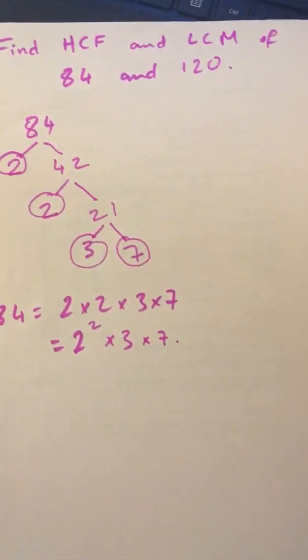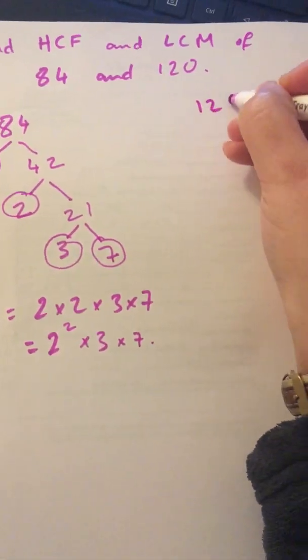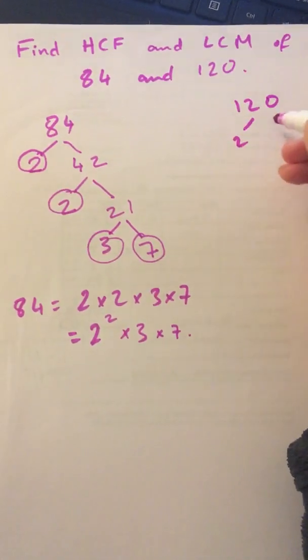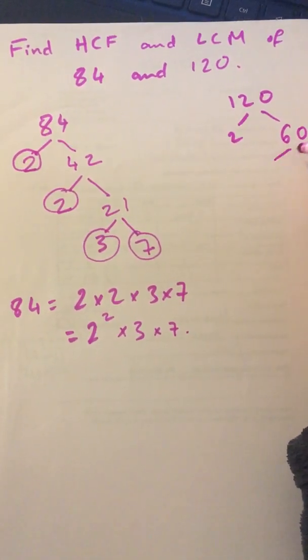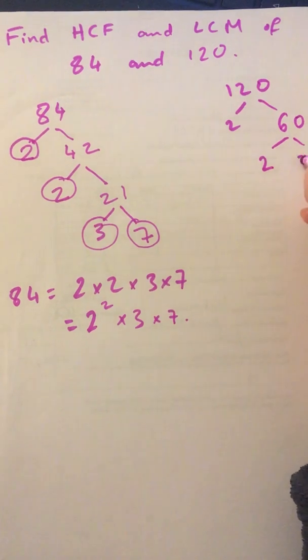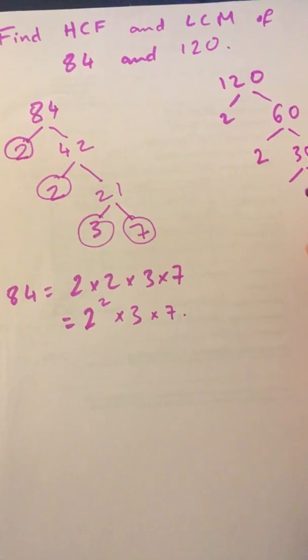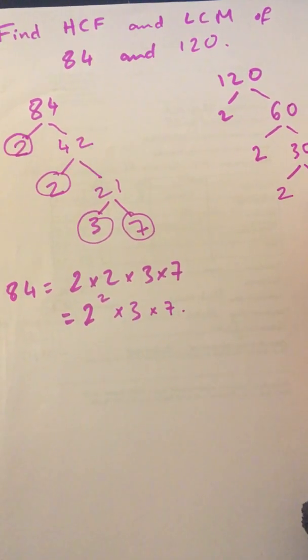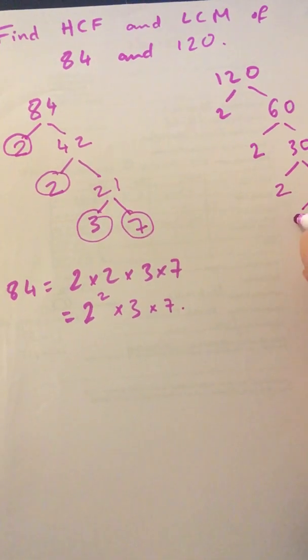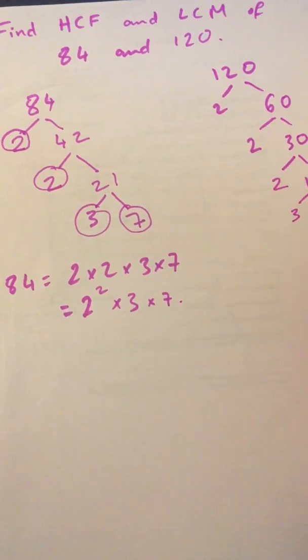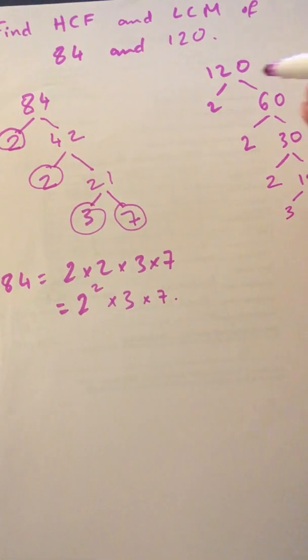I do the same for 120. So I start dividing by 2, and then I divide 60 by 2 to give me 30. I can divide 30 by 2, and it gives me 15. Then I can't divide 15 by 2, the next prime number is 3, and I can divide 15 by 3, it gives me 5.